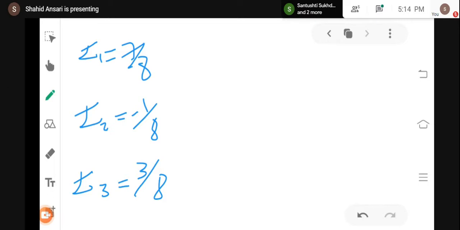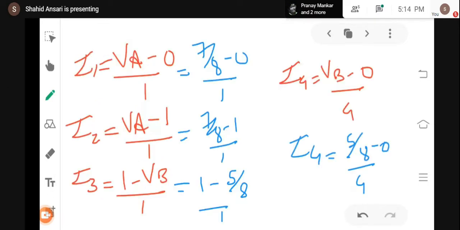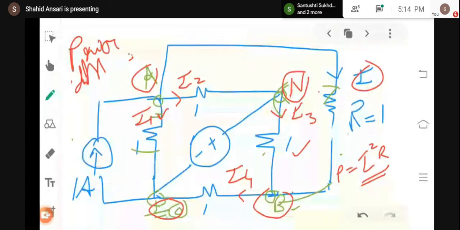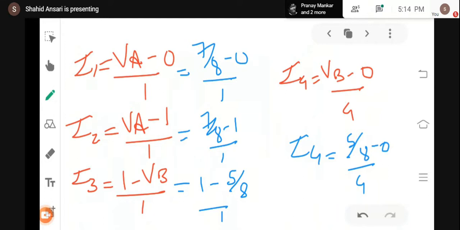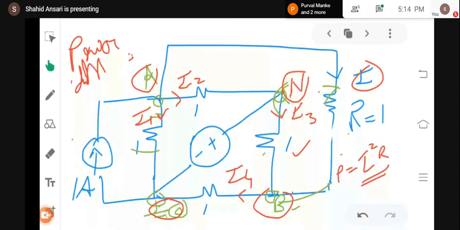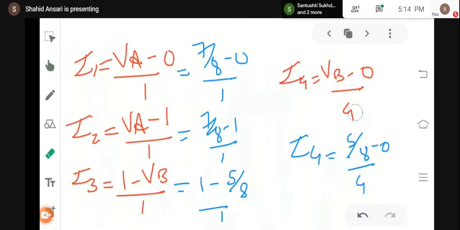I4 will be how much? 5 by 8. 5 by 32? 5 by 8. One more thing. Sorry, we have written I4 in an improper way. VB minus 0 divided by what should it be? 1. VB minus 0 divided by 1 should be 1. So we should have written 1 here.